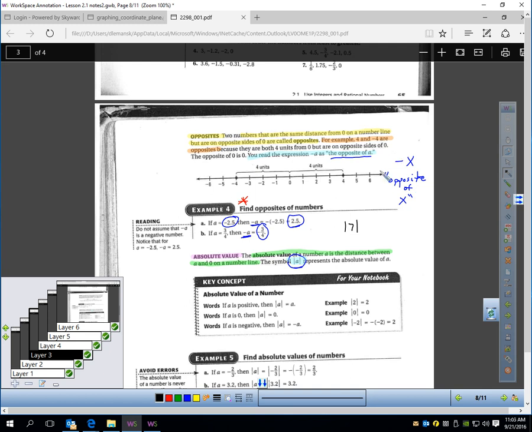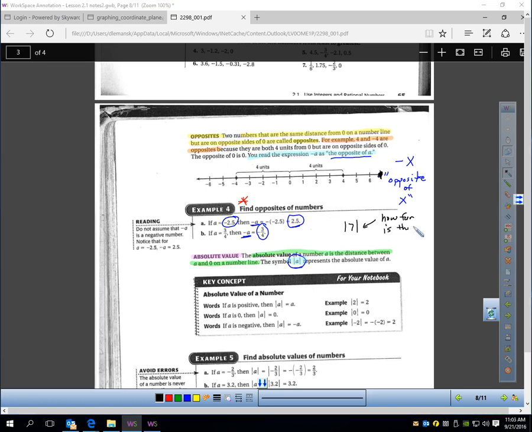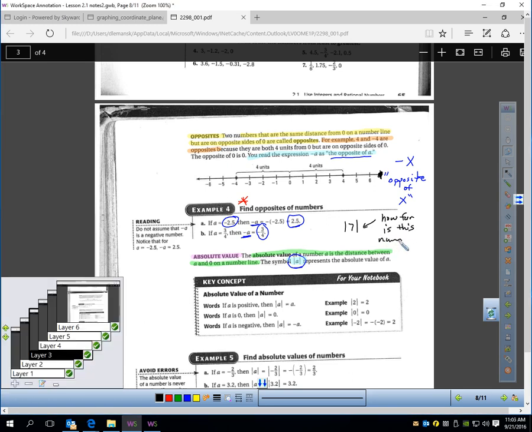So picture 7 here on my number line. This is what this is asking. This symbolism is saying how far is this number from 0? That's what it's asking for. Okay? So let me ask you, how far is 7 away from 0? I hope you're coming up with the answer, it's 7 units away. So the absolute value of 7 would equal 7.